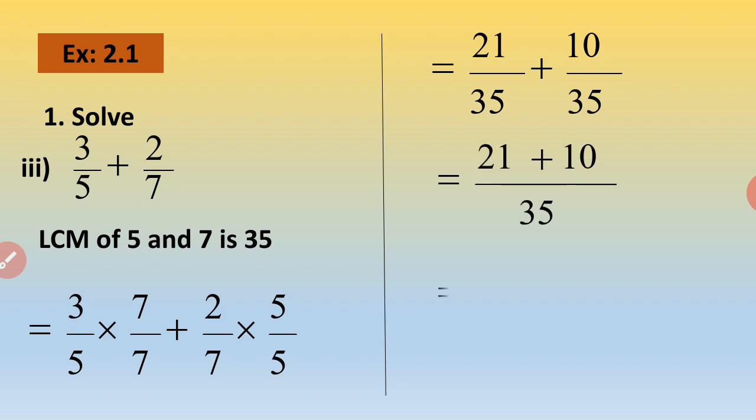Now we'll quickly add the numerators and we'll get the answer. We have to check the answer once. We should always have it in the lowest form. But in this case, 31 and 35 themselves are in the lowest terms. So we'll keep it as it is. One more example.